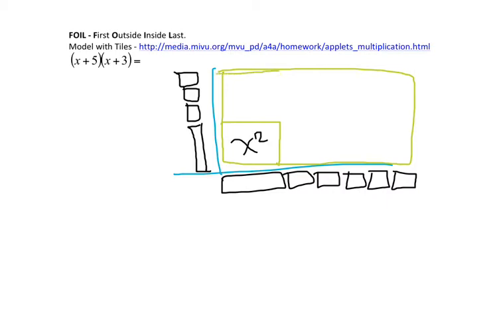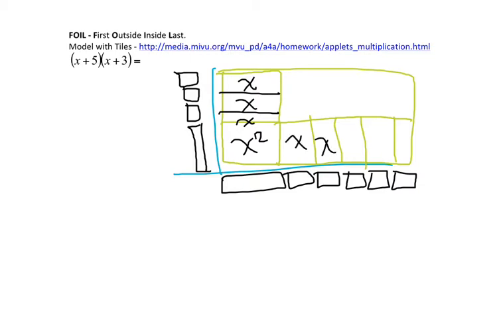This part of my area has my x times my 3, so this part of the area can be filled in by 3 x's. So 1x, 2x, 3 x's. This part of my area here can be filled in with 5 x's. Sorry that my drawing is not so good today. So I have another 5 x's here.